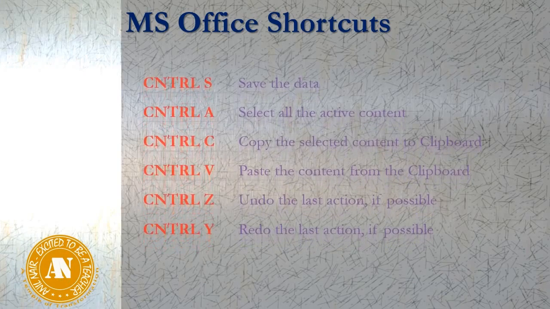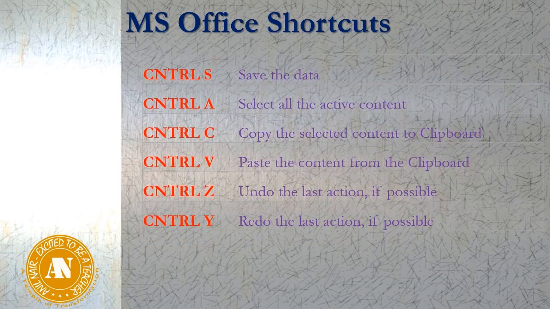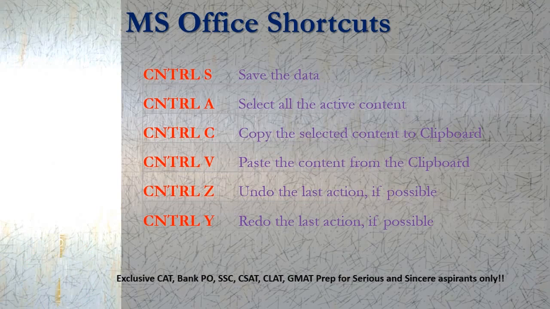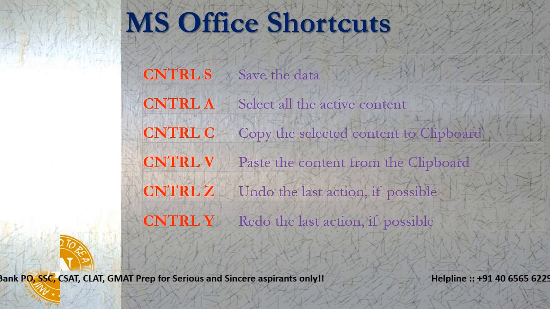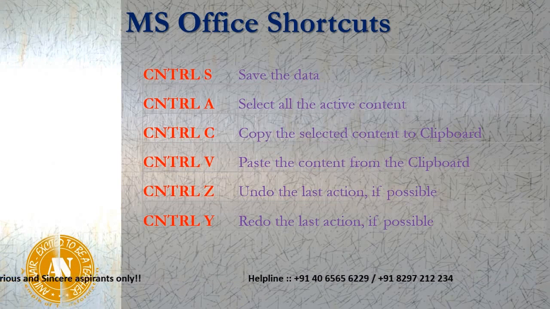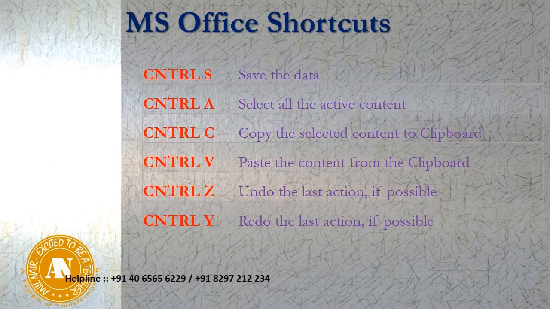So for example, let us see the few shortcuts that we are seeing on the screen. Control S, Control A, Control C, Control V, Control Z, Control Y. Many of these shortcuts that you are looking at here are useful in many applications wherever you go. So Control S will save the data. Anywhere you press Control S, it will save the data. So it has become a universally accepted shortcut. Similarly, Control A selects the whole active content.